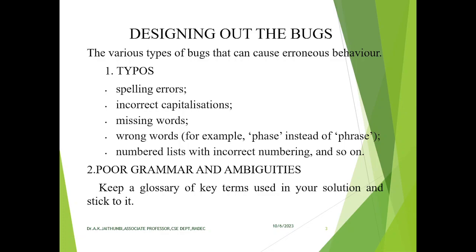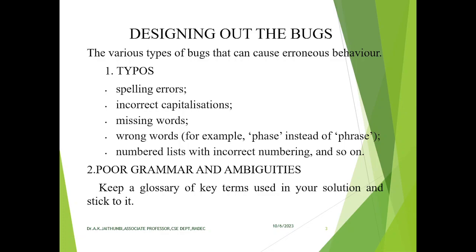Typos. During the early planning phases, your solution exists in various design forms like documents, notes, diagrams, algorithm outlines, and so on. The simplest way of preventing errors at this stage is to look for elementary mistakes in both the problem definition and your solution. So the typos include spelling errors, incorrect capitalizations, missing words, wrong words, for example, phrase instead of phrase, and a numbered list with incorrect numbering, and so on. Such mistakes may often be trivial, but any of them could cause problems.